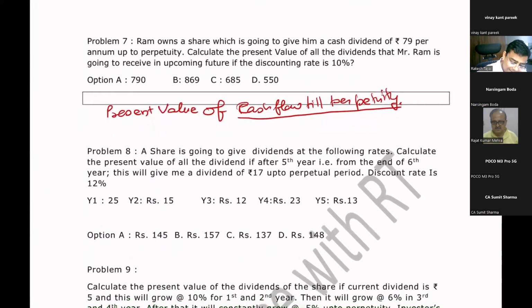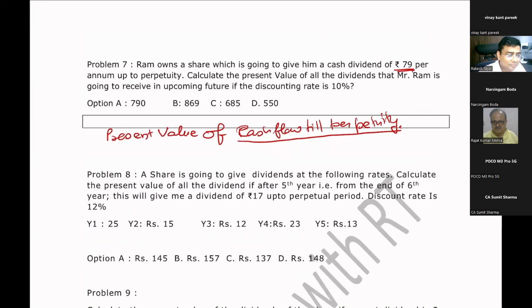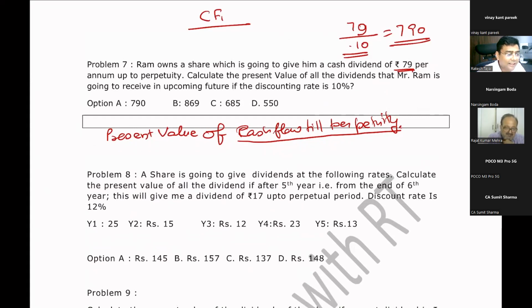So this is basically I am getting 79 every year, 10% interest rate. 790 is the answer. Future cash flow at perpetuity divided by the rate. ये तो मैंने आपको सामने समझाया था, बस सवाल बदल गया। You will get every year 79 rupees till perpetuity, 10% is the interest rate. Then what will be the answer? It should be KER whatsoever it is.